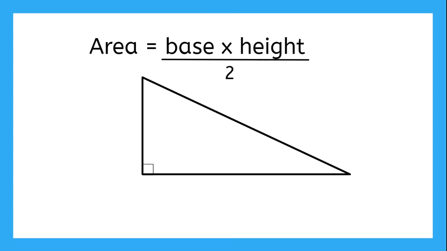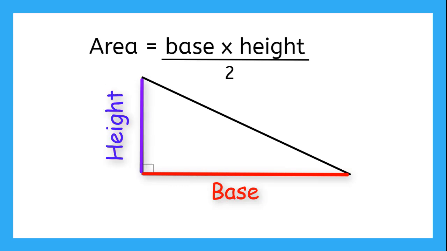Now that we know the formula for the area of a triangle, we need to be able to identify the base and the height on triangles. We typically call the bottom side of the triangle the base. The height is the distance to the opposite vertex at a right angle. In this right triangle, it's easy to see the base and the height.